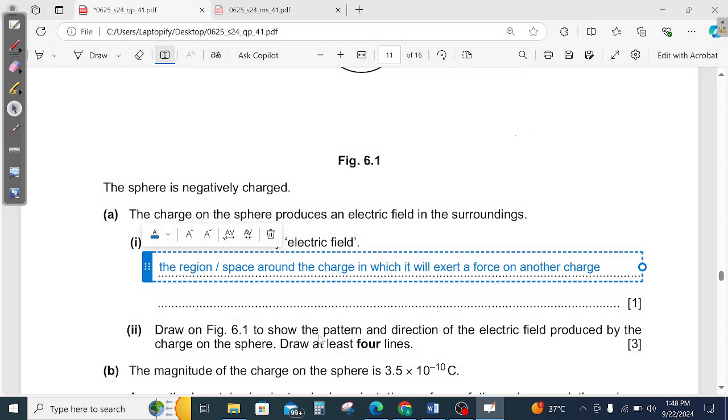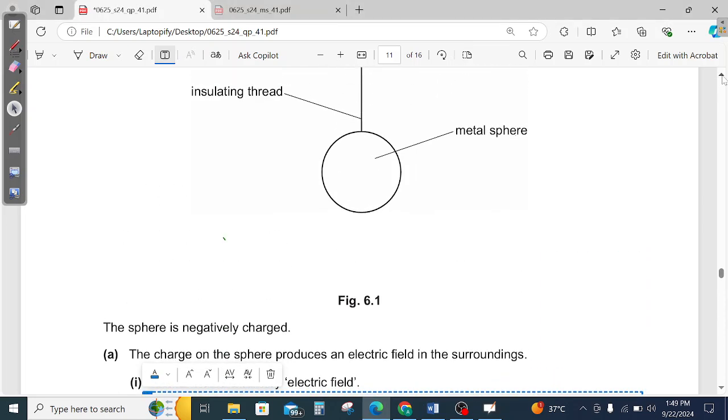Draw a figure to show the pattern and direction of the electric field produced by the charge on the sphere. Draw at least 4 lines. Remember one thing: in case of positive charge the direction of electric field lines is vertically outward, but in case of negative charge it is vertically inward. So I will draw it.